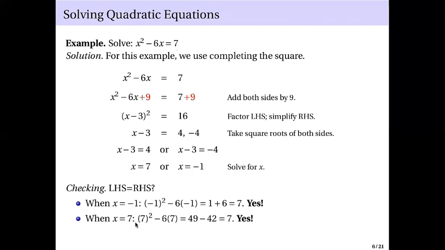Similarly, when x equals 7, you replace the x with 7, and you will get 7 squared minus 6 times 7. This is 49 minus 42, and that's equal to 7.